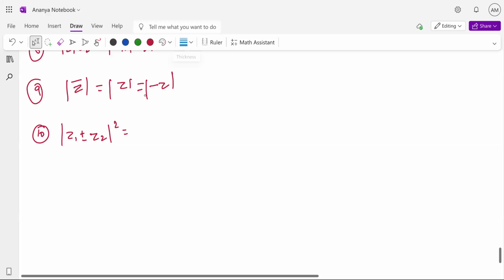It is actually equal to z1 square plus z2 square plus 2 times the real part of z1 z2. So this is what the solution will look like. It's up to you whatever you want to take. You can take z2 here also and z1 also. It won't make any difference to your final solution.